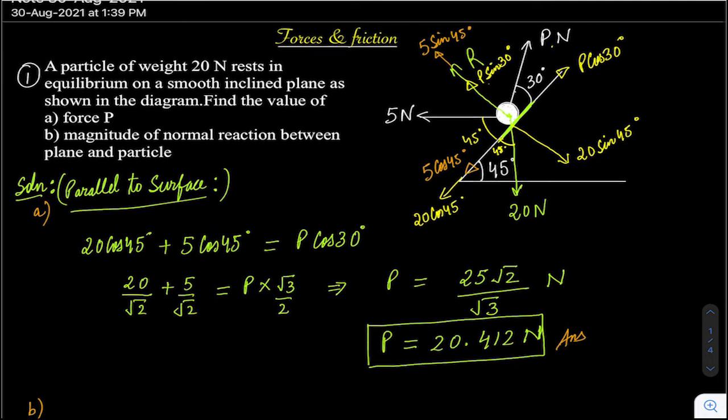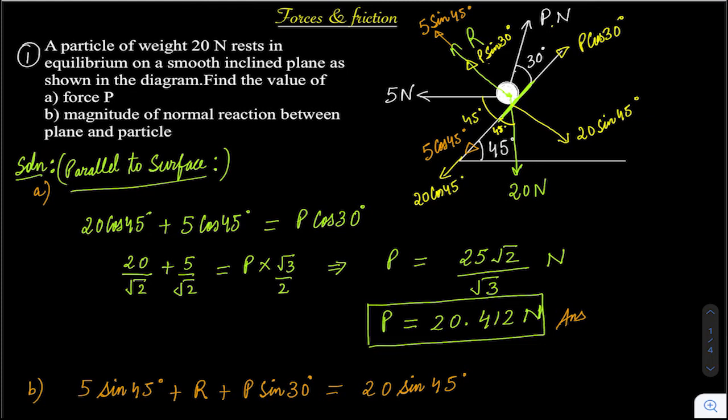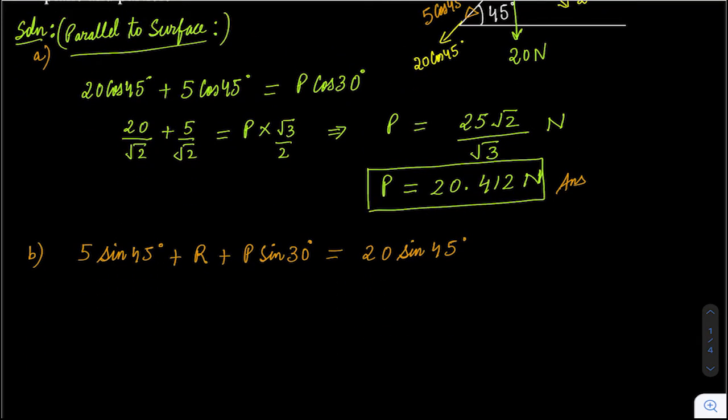So let's write them. 5 sine 45 degrees plus reaction force R plus P sine 30 degrees is equal to the downward force, that is 20 sine 45 degrees. So write very carefully, take your time. It's okay because you might be starting this chapter. So let's write these forces. Now we have the value of P.